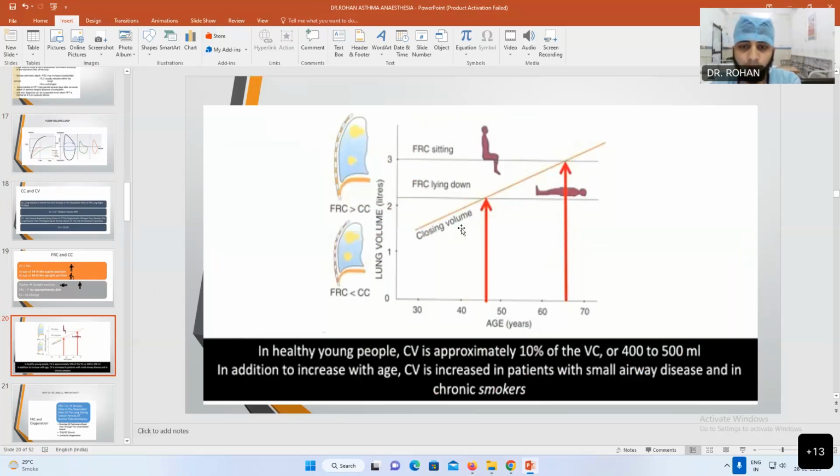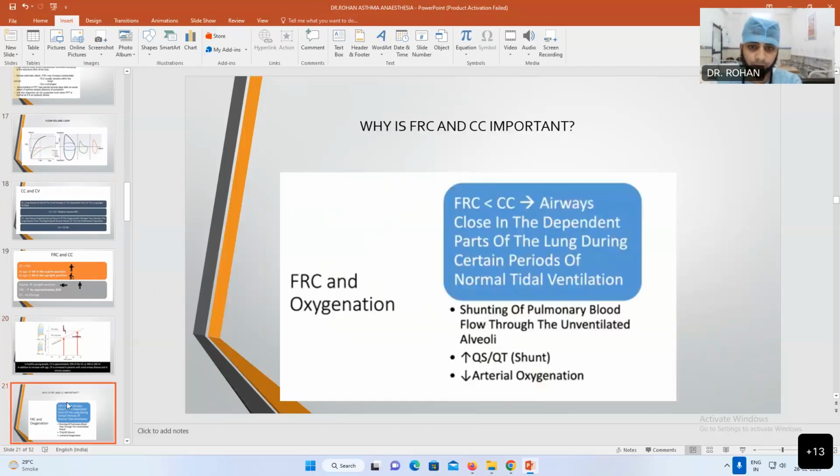If adequate PEEP is not provided, then there is a possibility that the dependent alveoli get collapsed. So when FRC is less than CC, airways close in the dependent parts of the lung during certain periods of normal tidal ventilation. Due to the collapse, we may have shunting of blood and there may be ventilation perfusion mismatch.